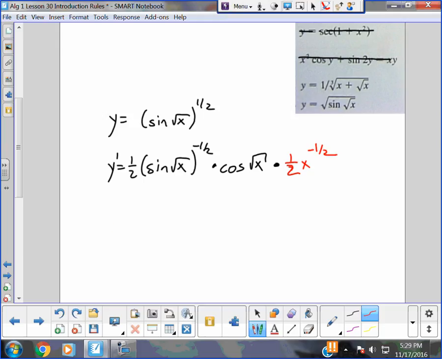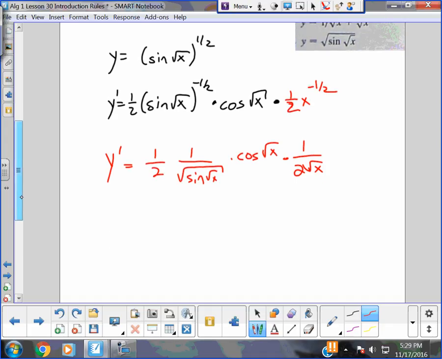All right? So this might become y prime equals 1/2 over 1 over the square root of sine square root of x. You notice it's the same function there. Times cosine of square root of x on the top. Times 1 over 2 square root of x. When you do all that work, you can see it kind of jumps out part by part. Now you can just multiply them.